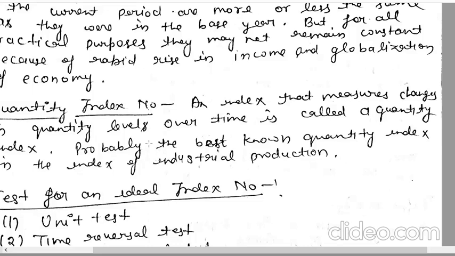Probably the best known is quantity index in the index of industrial production. Means कभी production बहुत अच्छा होता है, कभी production नहीं अच्छा होता है, डाउन चल रहा होता है, तो हमें वो चीजें नहीं मिल रही होती हैं. So this index number is calculated by the quantity index number, right?